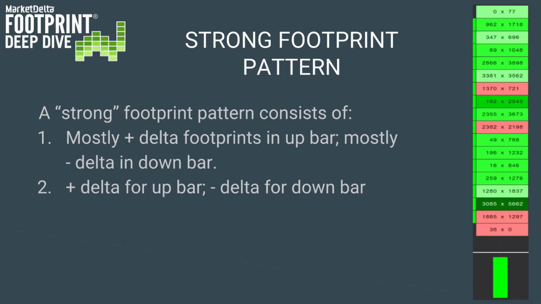A strong footprint pattern consists of mostly positive delta footprints in an up bar and mostly negative delta in a down bar. What we look at here would be a strong up bar, and you may say, why do you say that, or how do you know? Well, forget the footprints for a moment and just look at the candle portion. Remember this little edge on the left of the bar? That's your candle body.